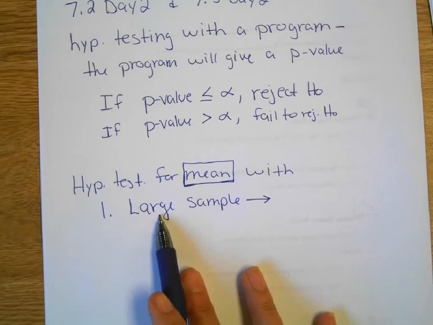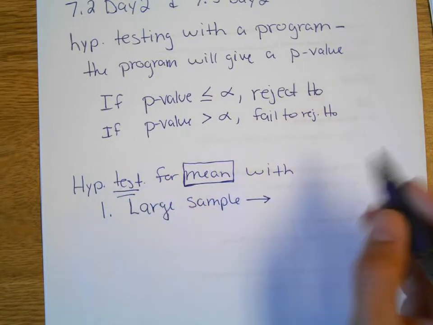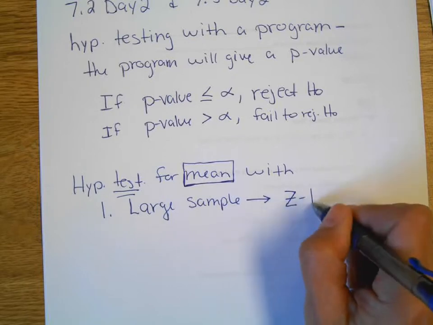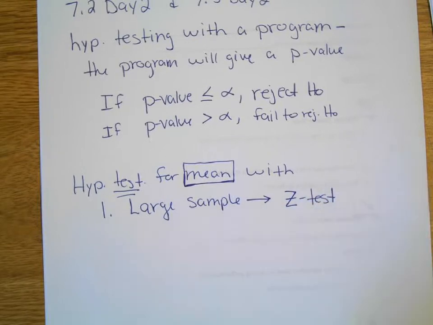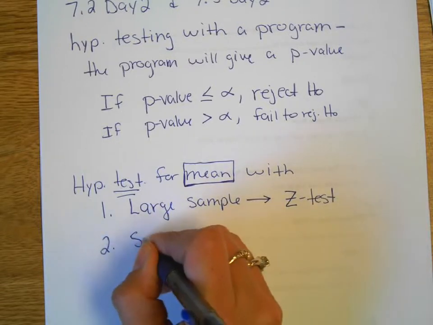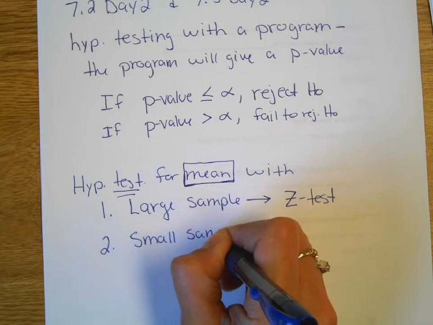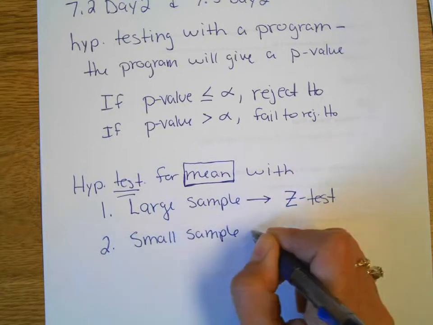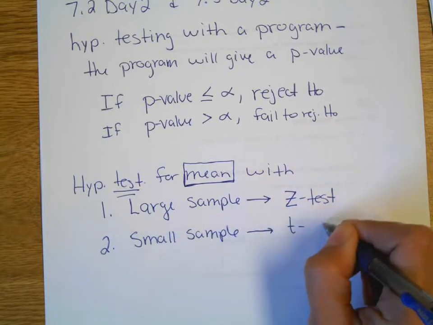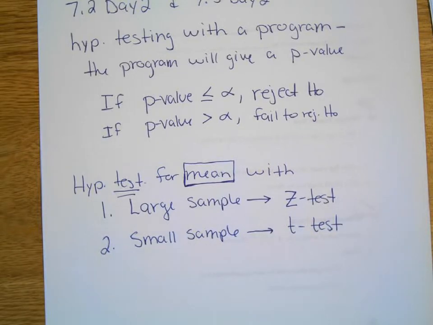So the name of the program for hypothesis testing with large sample, z-test. And we'll look at what that takes in a minute. So it's real tricky. If you've got a small sample, what do you think the name of the program you're going to use is going to be? T-test. And these are in the same spot as our confidence intervals from the last chapter.